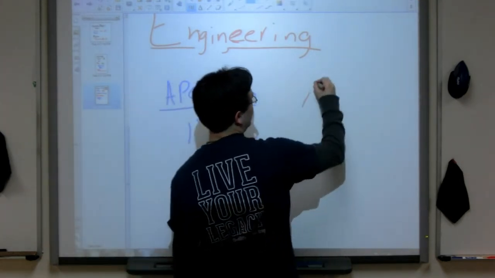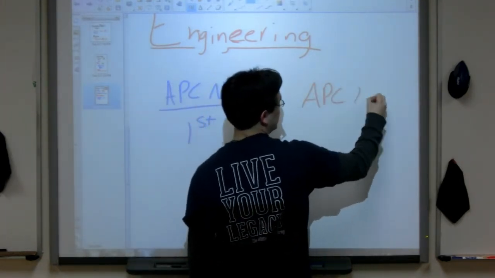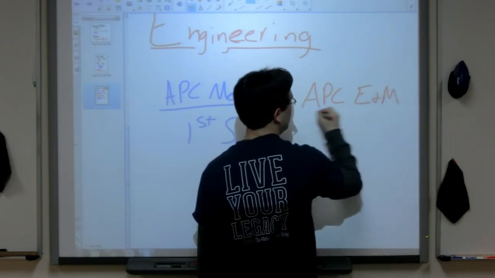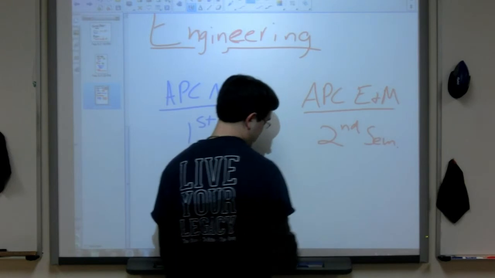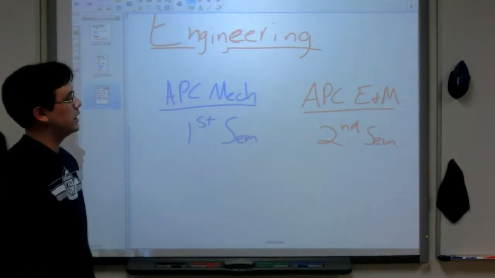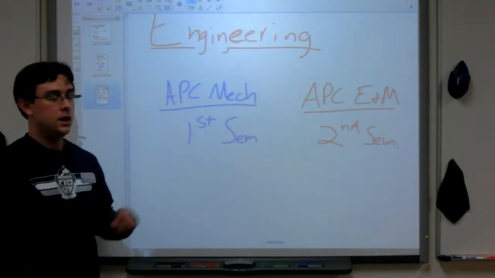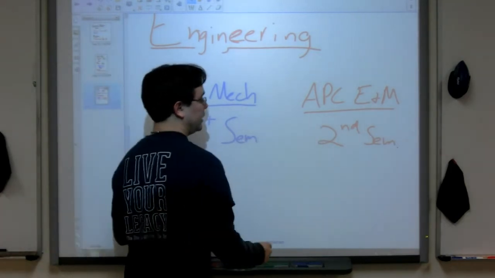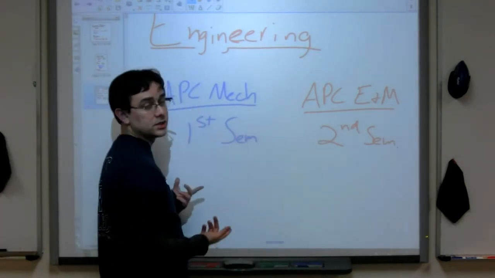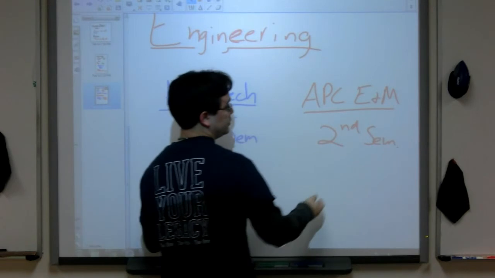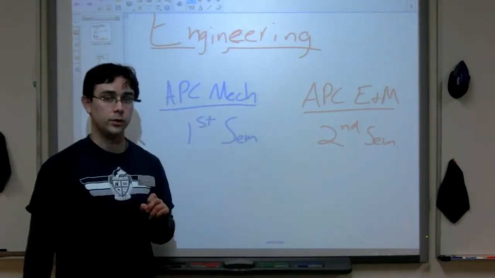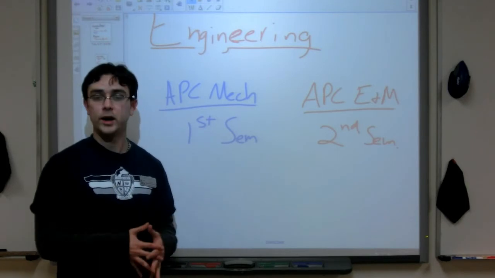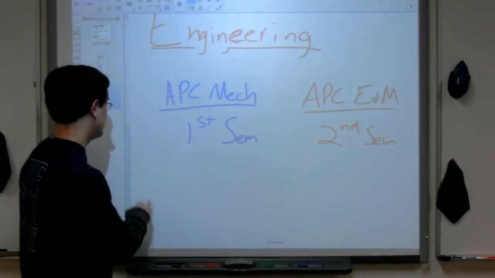If you do well on the second exam, APC E&M, that can get you out of the second semester of physics for engineers. The nice thing about splitting it up here is if you're stronger on mechanics, but not so strong on E&M, if you do well on this test, you can still get out of one of the semesters. By the same token, you can get credit for the second semester even if you don't do as well on this one. And so it's kind of a trade-off there. But those are the options that you have available.